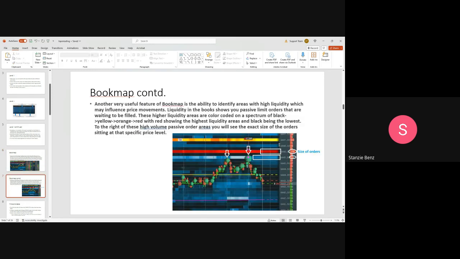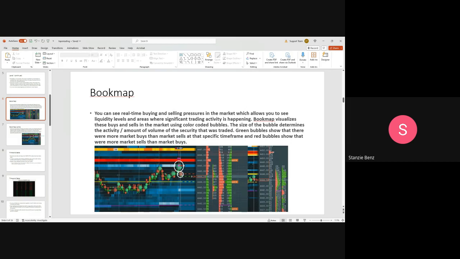So in this picture, you see these two circled bubbles. That green bubble shows that there were a large amount of buys that happened here, and this red bubble shows there's a little bit less total volume, but more sells that happened in this time frame. And you see these lines above. We kind of rejected this line above. We're going to go over what that means.